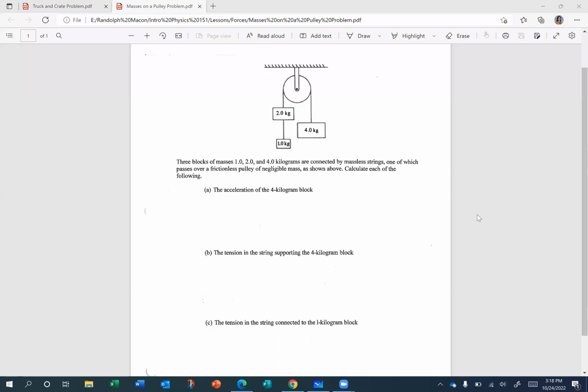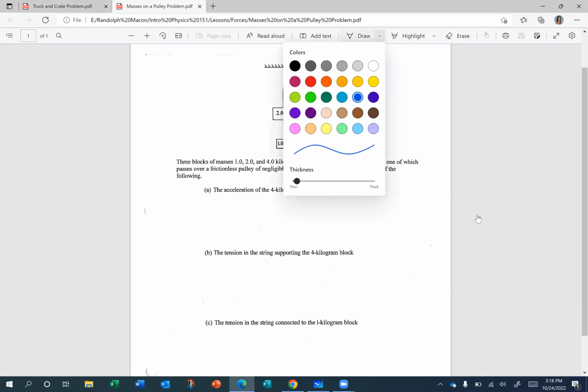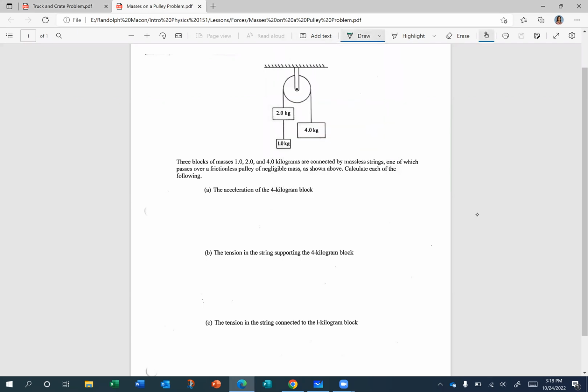Okay, in this video, we're going to continue, or take a look at, the problem that we worked on in class, which is the 3 blocks connected by 2 different strings. So the first thing that you want to notice here is that you do have 2 different strings, right?